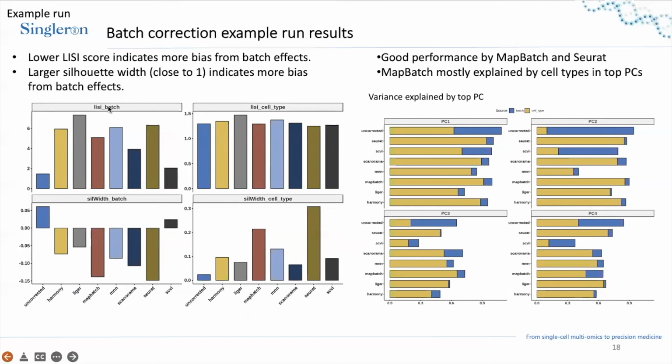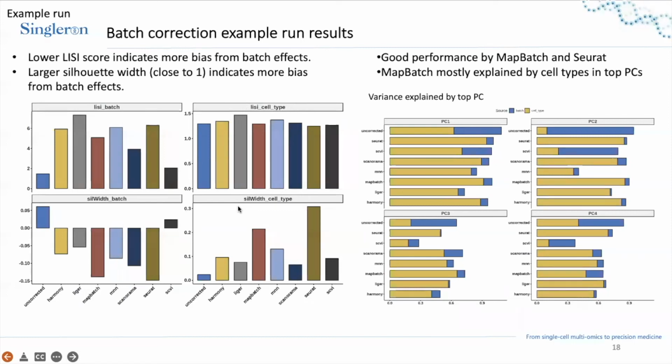So when we look at the LISI as well as the ASW scores, most of the tools are actually not bad. They do what they are supposed to do by bringing up the LISI for the batches, like for Liger, for MNN, for Seurat, for MAP-Batch. And it didn't change much for the cell type. So the cell type remains as one important source of variation.